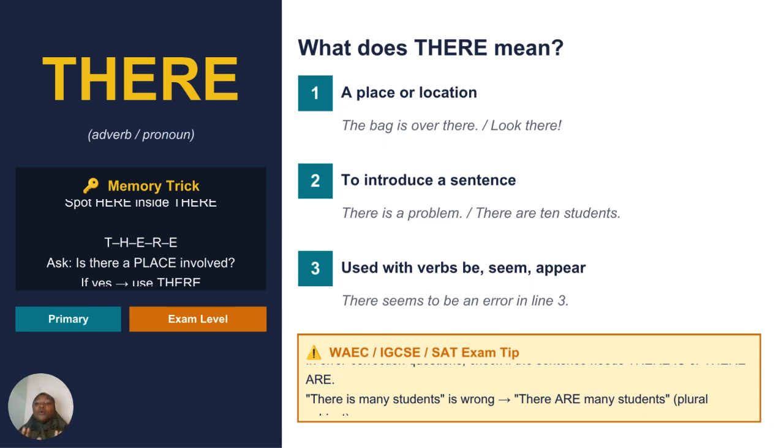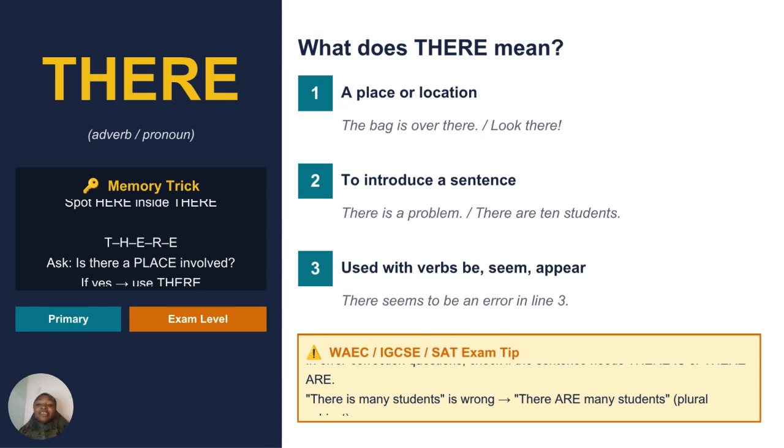We use there in three main ways. First, to point to a place or location. For example, the bag is over there, or look there. The second is to introduce a sentence: there is a problem. And the third is that it is used along with verbs like be, seem, or appear, such as there seems to be an error.